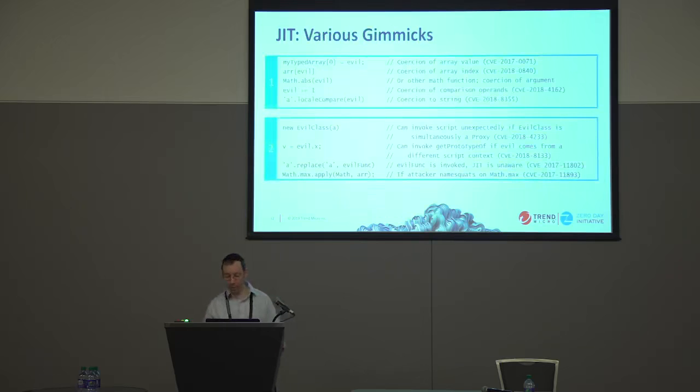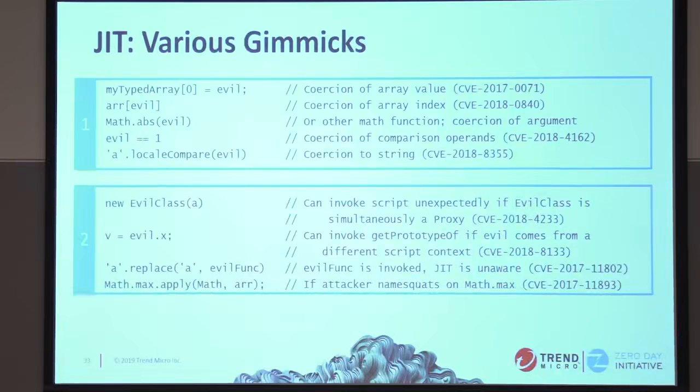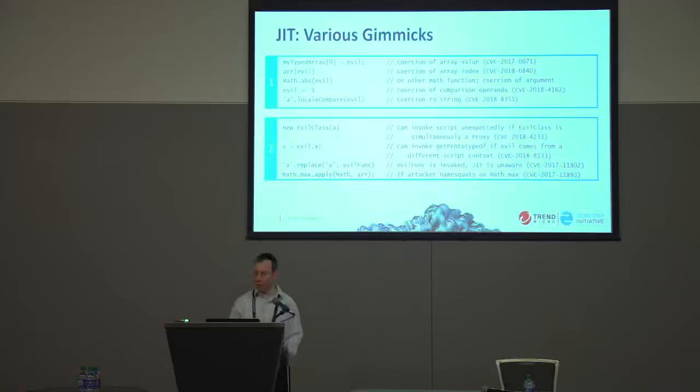Here's an incomplete list of gimmicks that have worked. The first group shows coercion issues. In each example in the first group, evil is an object that will be coerced to either a numeric or a string, which will then invoke the attacker-specified coercion script function, and the JIT compiler was not foreseeing that to occur. And the second group shows various other techniques not related to coercion.